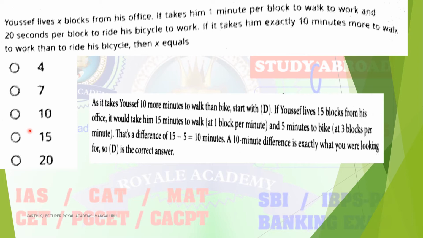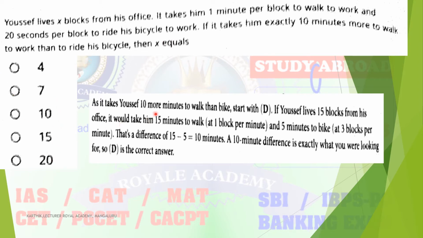I hope all of you understood. We have to find x blocks. It takes him 1 minute per block if he travels by walk, and 20 seconds per block if he travels by bicycle. The difference between walk and bicycle is exactly 10 minutes. Then find out how many blocks there are between work and home. These are the options.